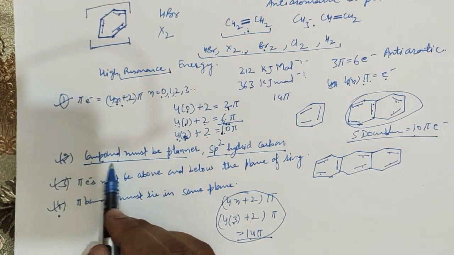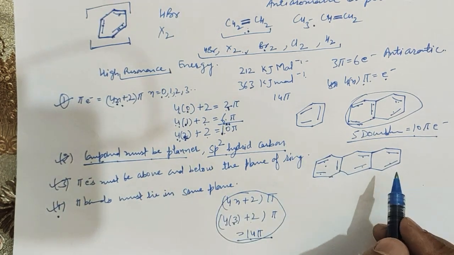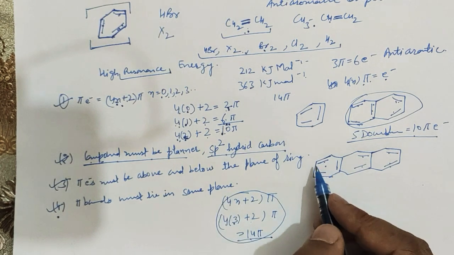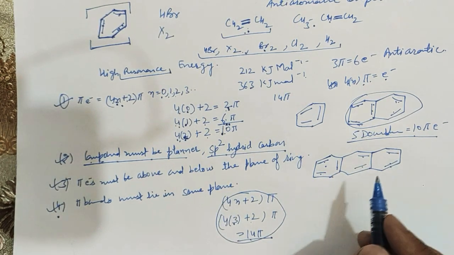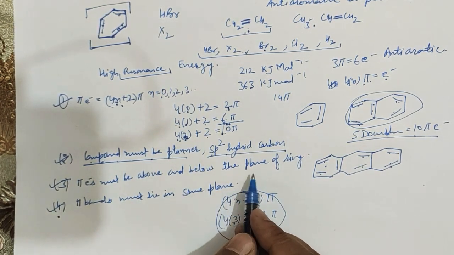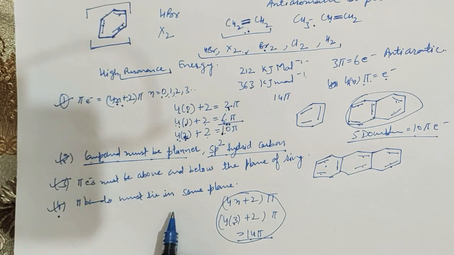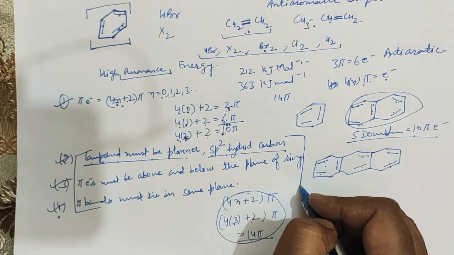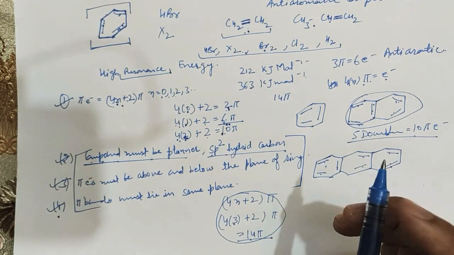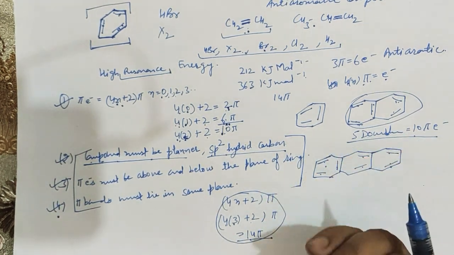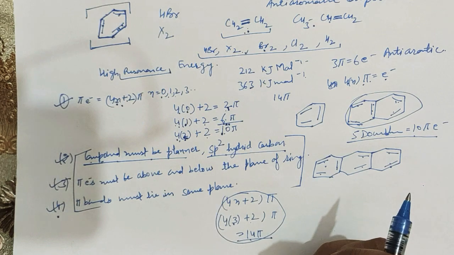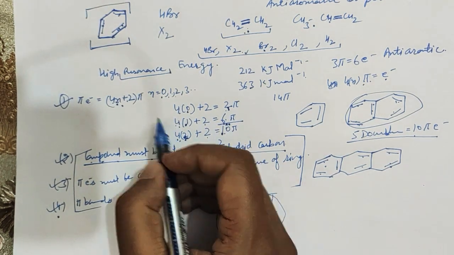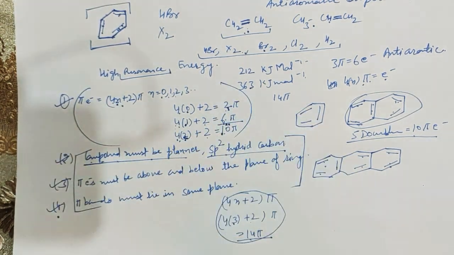The second condition, the compound must be planar. So this compound is a planar compound and all the carbons are sp2 hybrid carbons, and pi electrons must be above and below the plane of the ring, and the pi bonds must lie in the same plane. So these conditions are general conditions. They may be given to you, or you may know them, but this condition you have to calculate on paper.